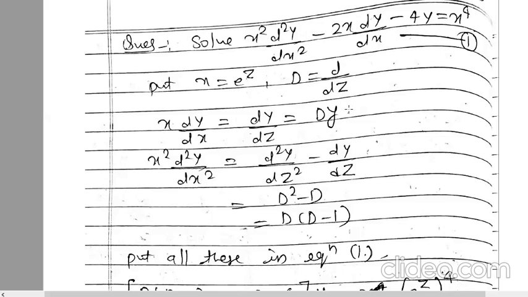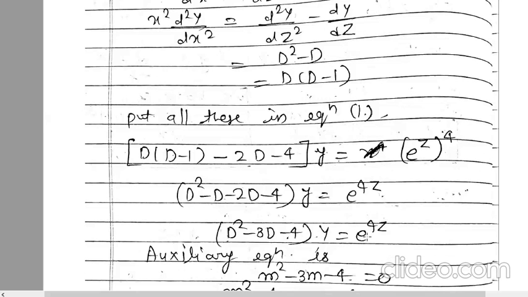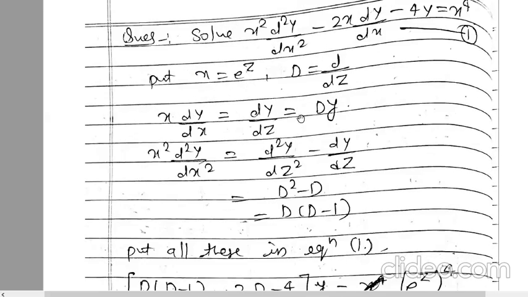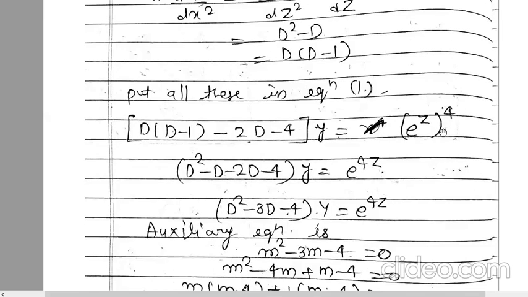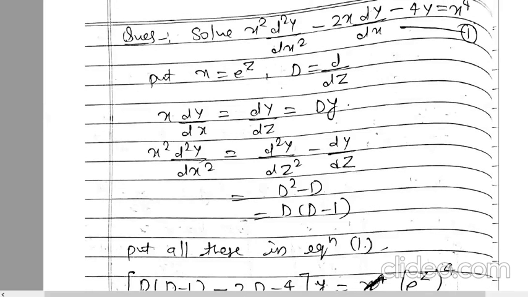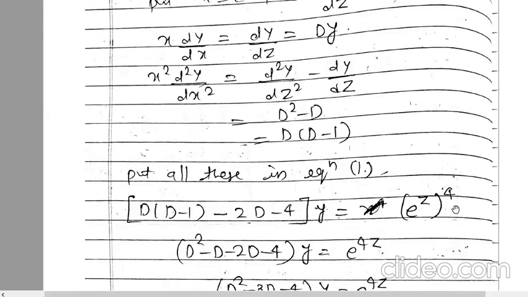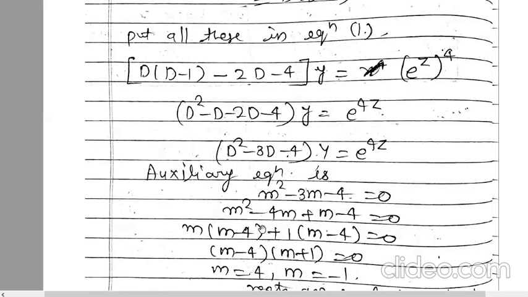Now x square d2y by dx2 you can write as D(D minus 1) of y, that is d2y by dz2 minus dy by dz. Now put all these values in your given equation. So D(D minus 1) minus 2D minus 4 of y is equal to, now the right hand side is x to the power 4. Putting x is equal to e to the power z, your right hand side will be e to the power z, to the power 4, and power to power multiplication. Now solve this. So you have a differential equation (D square minus 3D minus 4) of y is equal to e to the power 4z.